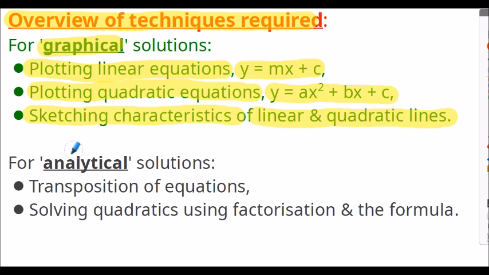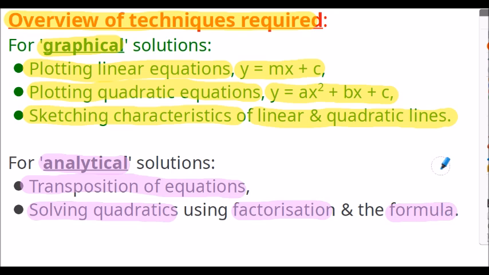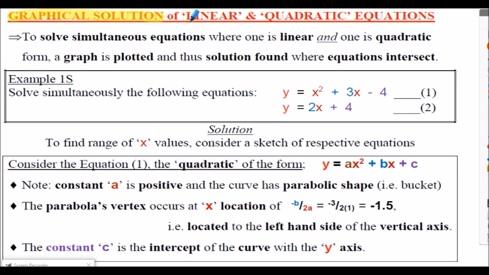This presentation will also outline analytical solutions to certain problems, and if you want to be able to follow those, you need to be able to transpose equations and also to solve quadratic equations using either the factorization or the formula method. However, the main focus of the presentation is on graphical solutions. Graphical solution of linear and quadratic equations. To solve simultaneous equations with one linear and one quadratic equation, a graph is to be plotted and the solutions are found where the equations intersect.